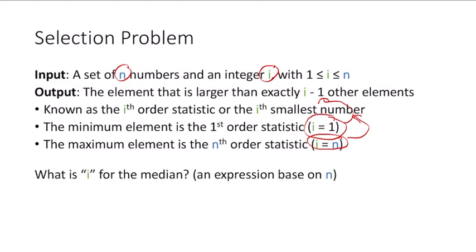Alright, well, what is i for the median then? So this will be an expression based on n. You just have to tell me a value for the order statistic for the median value.